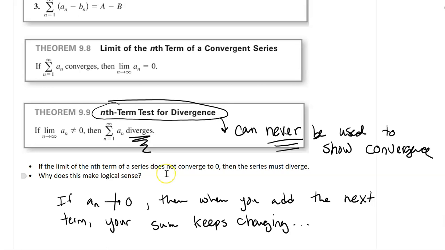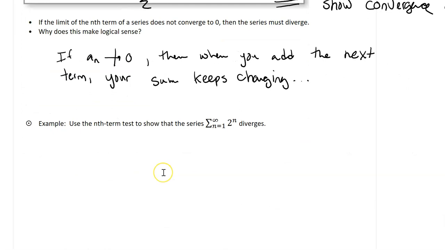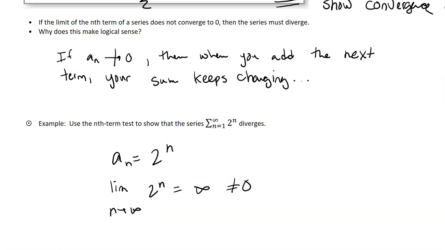Okay? So here's an example of where you might use it. It says use the nth term test to show that the series from 1 to infinity of 2 to the nth power diverges. So here I would say a sub n equals 2 to the nth power because that's what we're taking the sum of. The limit as n approaches infinity of 2 to the nth power is equal to infinity, which is not 0. So by the nth term test, we can say that the whole sum diverges.